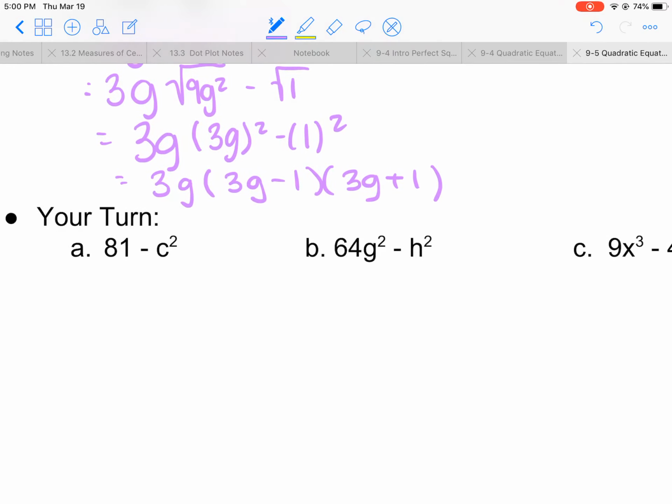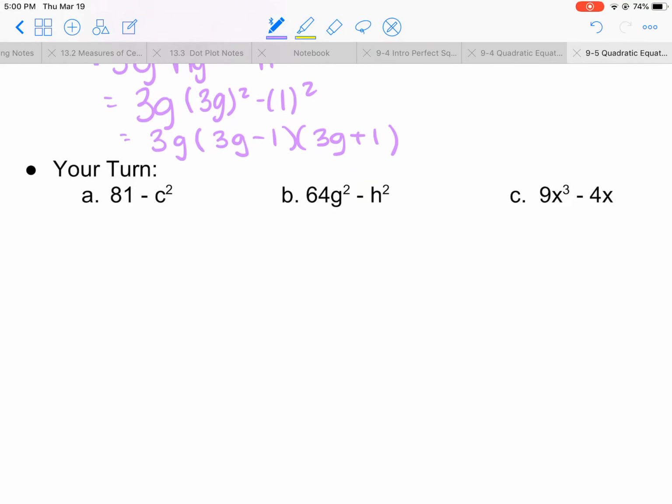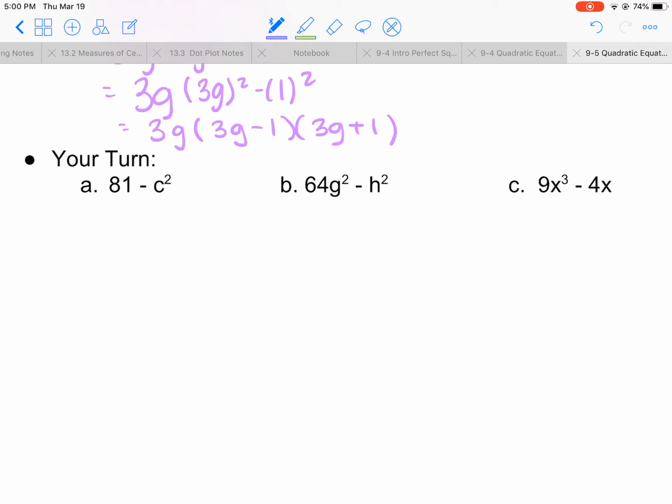So here, there are 3 your turns. So go ahead, pause the video and work on those. And then you have an exit slip and some practice.